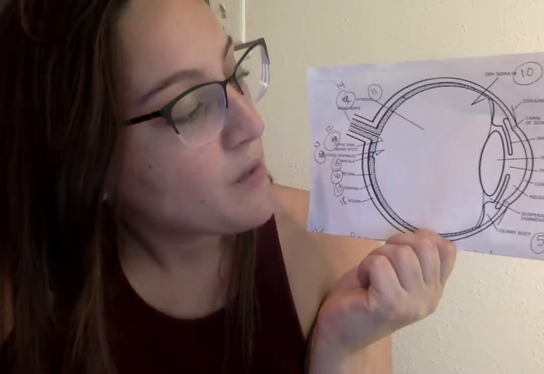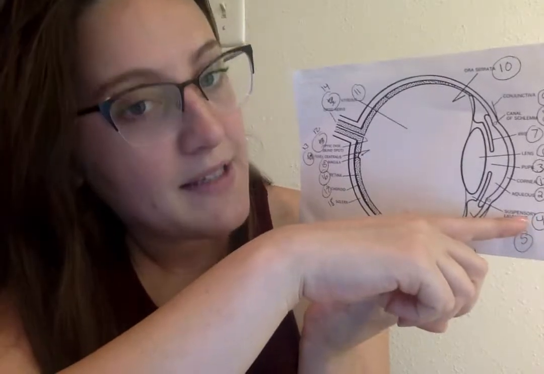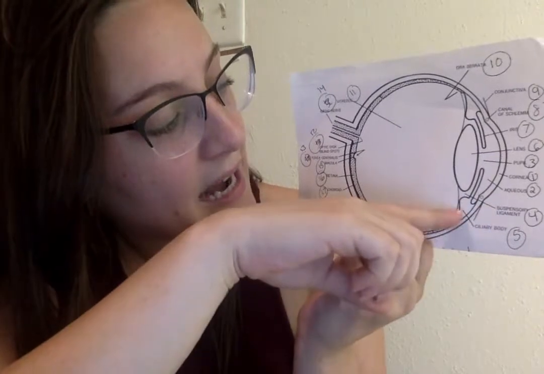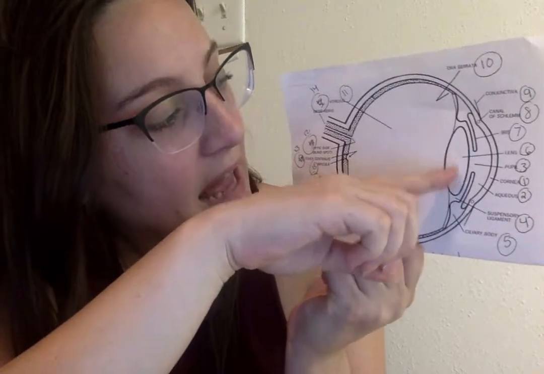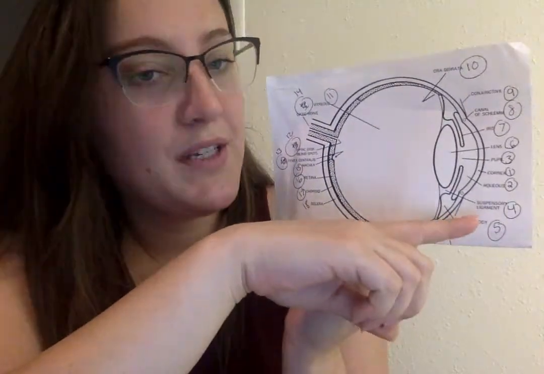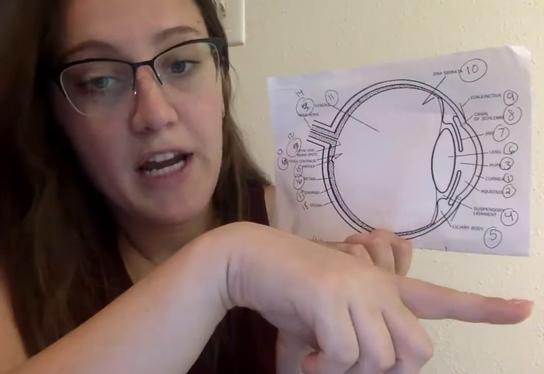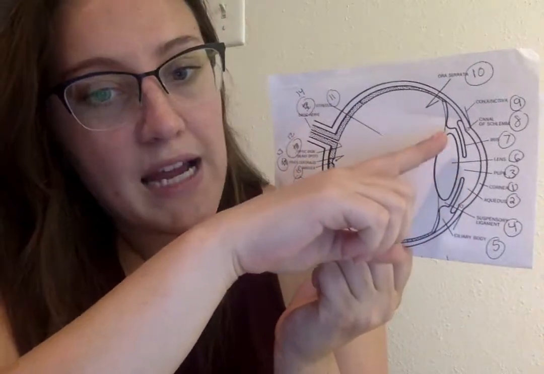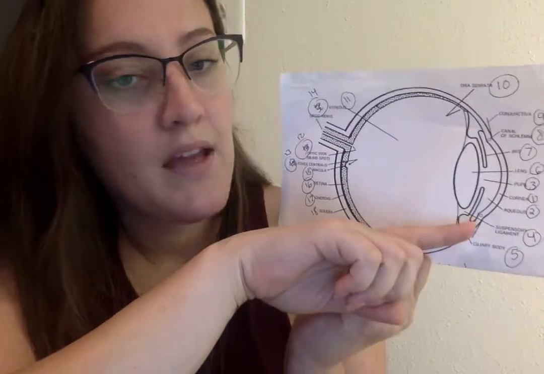The next one we're going to be talking about is our suspensory ligaments. Our suspensory ligaments are a series of fibers that connect our ciliary body and our lens, and they hold this in place. Next we're going to be talking about our ciliary bodies. That's a ring of muscle fibers that holds the lens of the eye. They control the intraocular pressure for the eye.